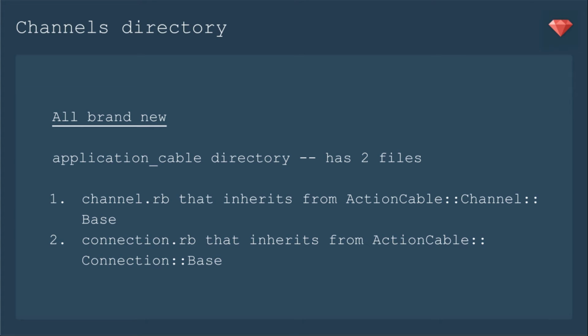Next, let's look at our brand new channels directory. Inside of that channels directory, there is an action cable directory, and that has two new files. First is the channel.rb, and that inherits from ActionCable::Channel::Base, and then connection.rb, and that inherits from ActionCable::Connection::Base. Again, throughout Rails 5, when it generates a new project, it will be including these configuration files even before you create these resources.